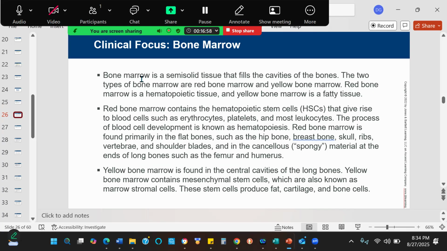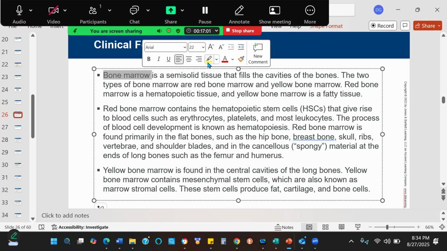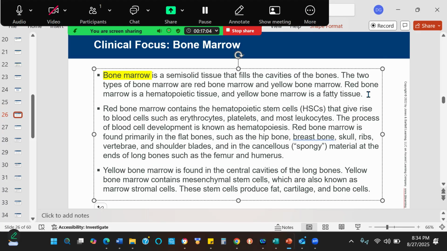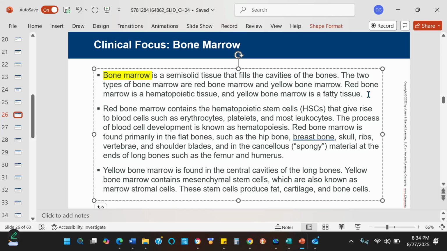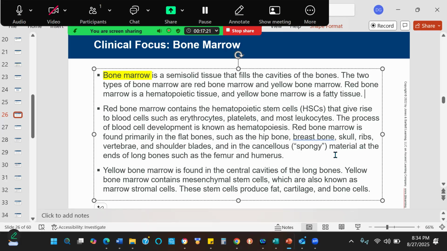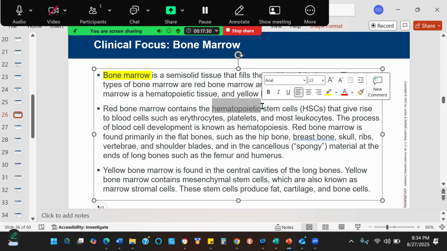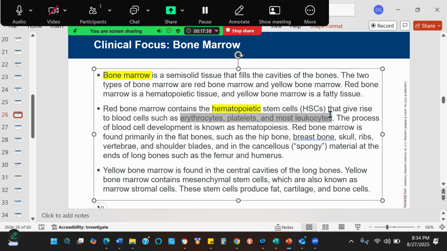Bone marrow is where the blood is made. And when I had my iron deficiency anemia, the hematologist explained to me that my bone marrow was perfectly healthy. It just didn't have anything to work with. It didn't have any iron or any B vitamins to make blood from. So now it does. And I'm so much better. Red bone marrow consists of hematopoietic stem cells. Hemato is blood. Poiesis is to create. So cells that create blood give rise to erythrocytes, platelets, and most of the white cells as well.